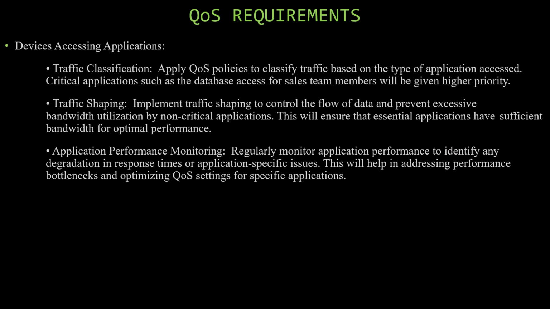Apply QoS policies to classify traffic based on the type of application access. Critical applications such as the database access for sales teams will be given higher priority. Implement traffic shaping to control the flow of data and prevent excessive bandwidth utilization by non-critical applications. This will ensure that the essential applications have significant bandwidth for optimal performance.